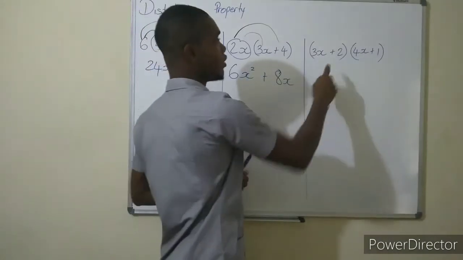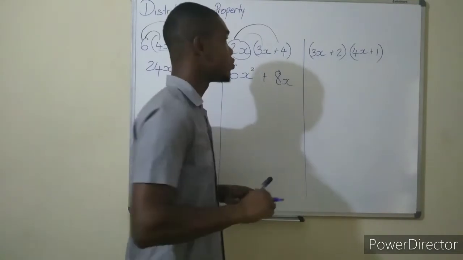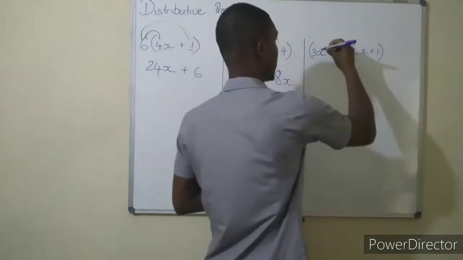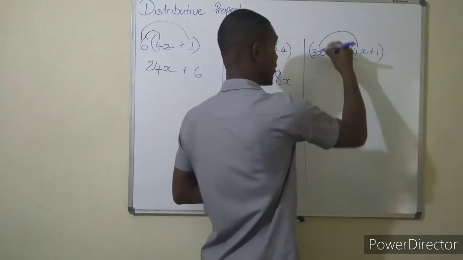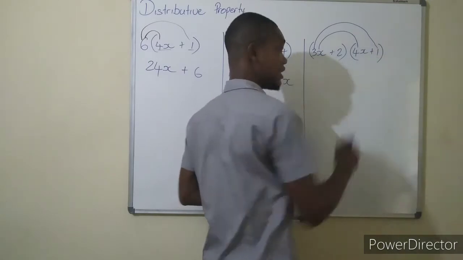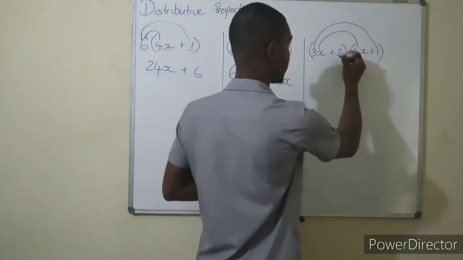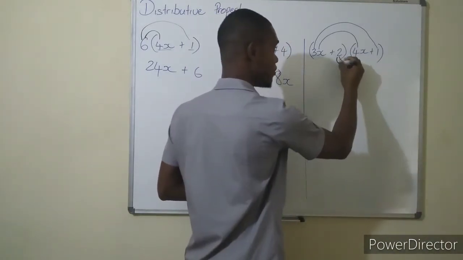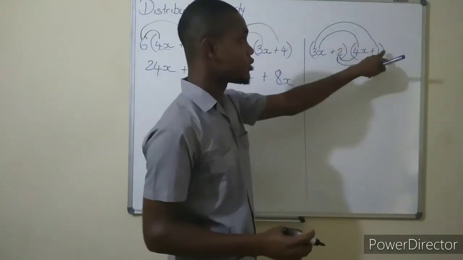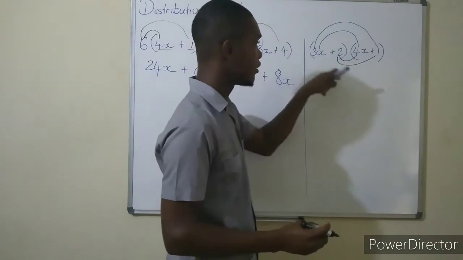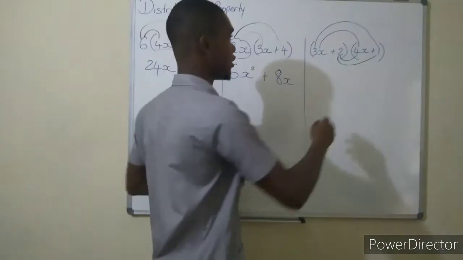But this type now sometimes gives persons a little challenge. There's a method you can use, the FOIL method. The first terms multiply each other, then the first multiplies the last, then the inner one multiplies the first, and then it multiplies the last. So it's first, outer, inner, then last. That's how FOIL came about. So let's focus on it now.